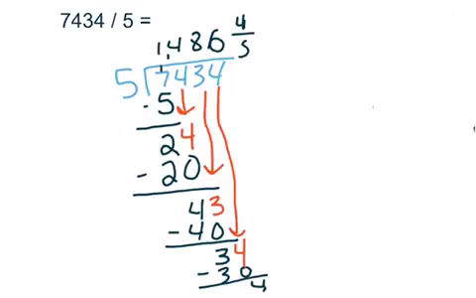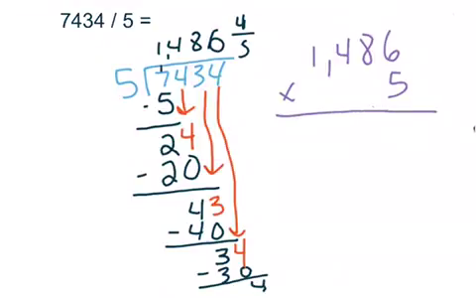The last thing that I want to do with a division problem is check my answer once I'm done to make sure that I did it correctly. Because of inverse operations, I know that if I take my quotient without the remainder and I multiply it by my divisor, and then at the end I add back in my remainder, I should end up with my dividend.